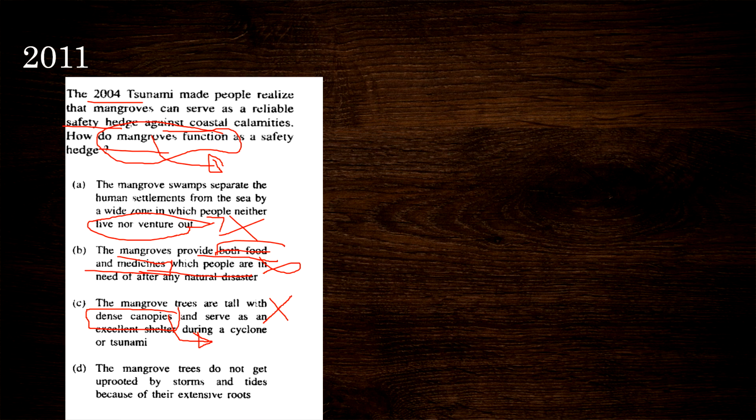The mangrove trees do not get uprooted by storms and tides because of their extensive roots. So this is the option, because they do not get uprooted by storms and tides. Please read about the root types of mangrove trees and their features. This will help us in doing questions from the mangroves area.